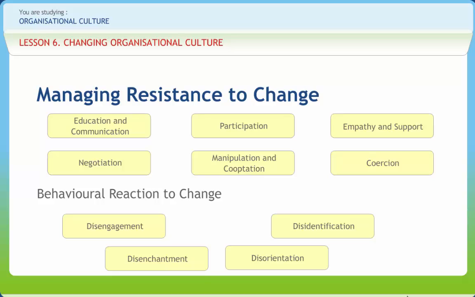Disenchantment is usually expressed in the form of anger. Disenchanted employees may try to enlist the support of other employees by forming coalitions. Disoriented employees are lost and confused, and often they are unsure of their feelings.